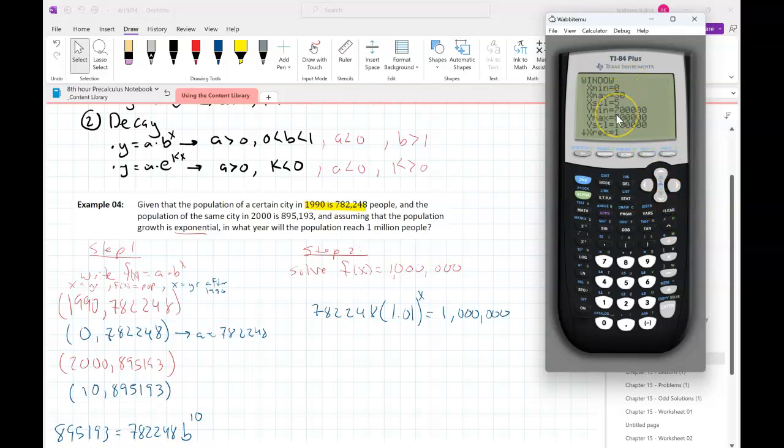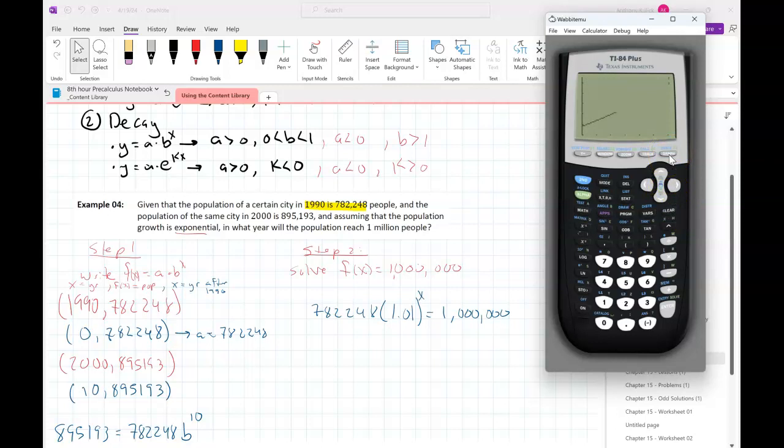My Y max, I know, needs to be bigger than at least what number? What are we solving for? It's got to be bigger than that then, right? Because I need to be able to see that 1,000,000 line. So I'm going to do like 1.25 million. And now I'll hit graph.